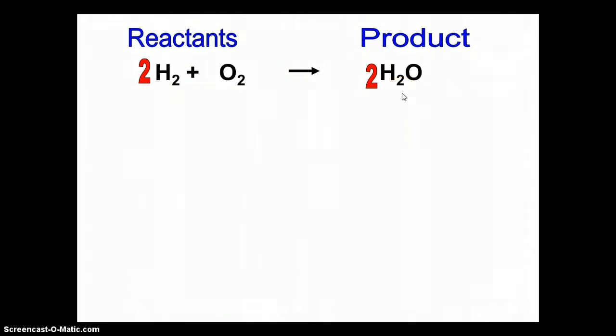And then this little arrow is called a yield sign. And it's very similar to the equal sign in math, but what it means is that I'm going to start with these things and I'm going to make this. I can't take this and go back this way. Okay, so it gives you the direction of the chemical reaction. I'm going to add hydrogen and oxygen together, and that will always make water.